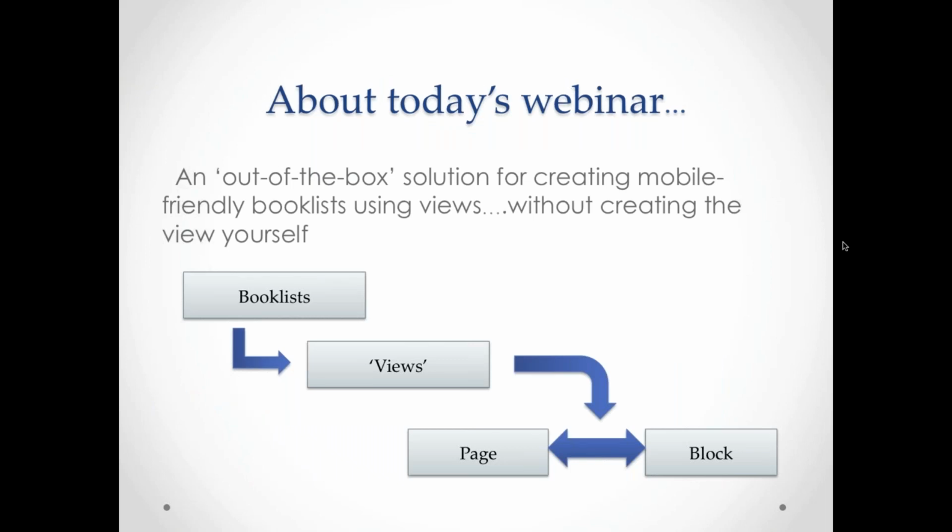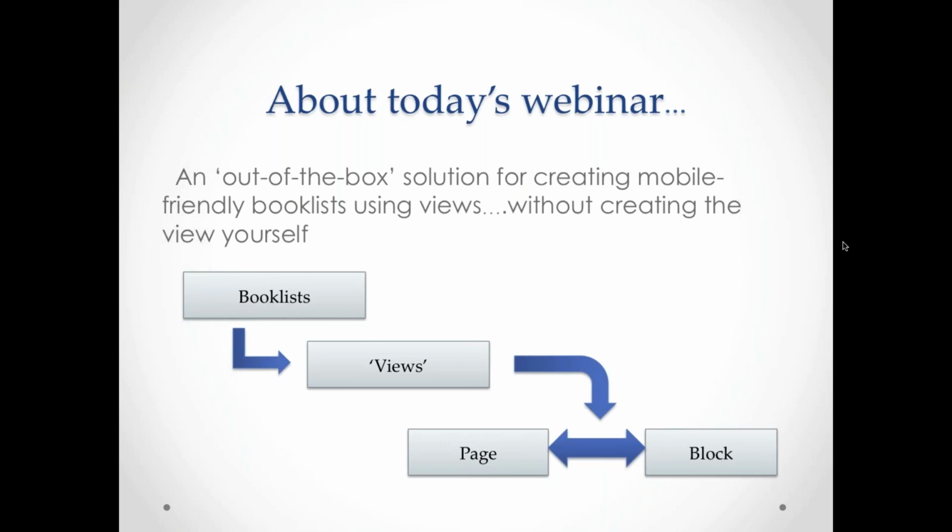Now let's talk a little bit about today's webinar topic. What we are offering is an out-of-the-box solution for creating mobile-friendly booklists. Almost all our members have booklists on their site. They have at least one booklist. It could be a staff picks, bestseller, a new release list, etc. These lists might exist on their own pages, but not very obvious to the site visitors. A sample of those lists can also be displayed on the homepage in the form of a grid of cover images. This is where the Drupal Views comes in handy.